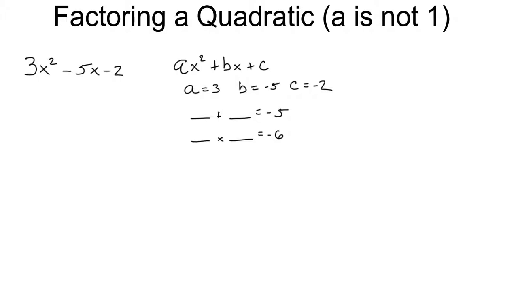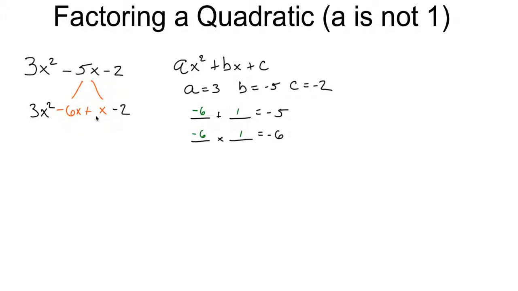So the numbers that are going to add to -5 but multiply to -6 are going to be -6 and +1. -6 plus +1 is -5. -6 times +1 is going to equal -6. So what we need to do with those numbers now, the -6 and the +1, is split up this middle term, the -5x. So that's going to become -6x plus 1x.